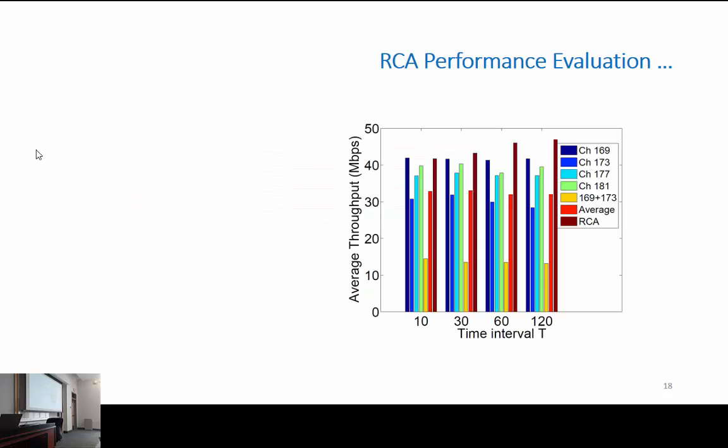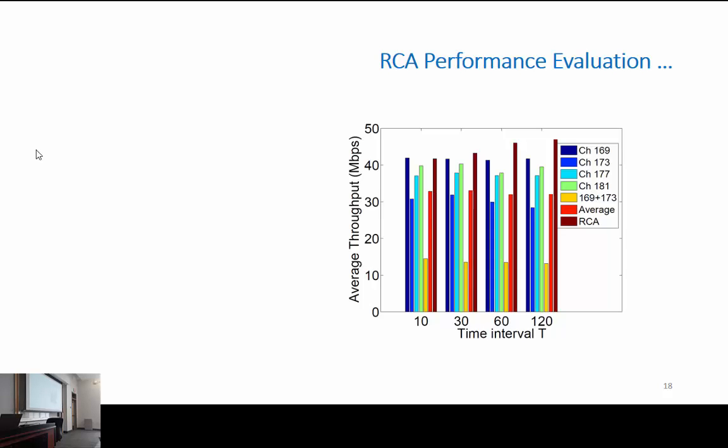So this is how the performance of the algorithm was in comparison to different static channelization schemes. This brown bar is what the RCA performs, and so this shows that, as opposed to any naive static allocation scheme where you don't change the channelization at all, the RCA can give you much better performance, at least as compared to the worst case, and sometimes even better as compared to the average case.